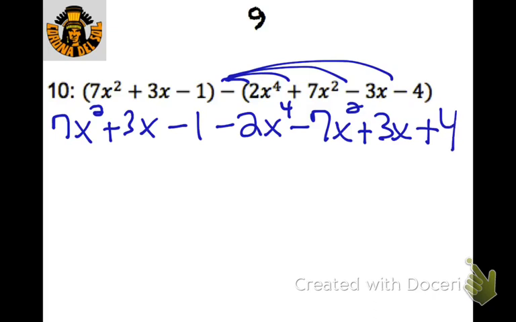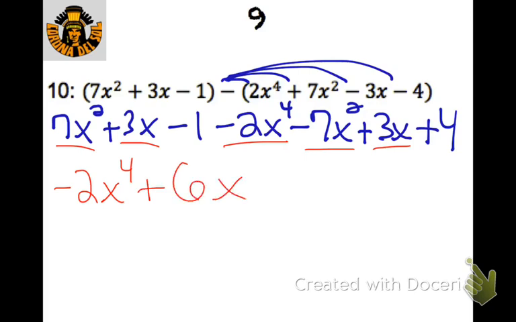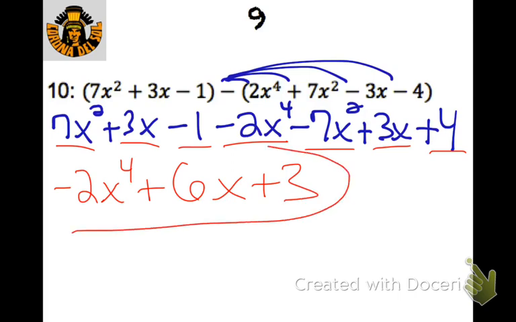All right, so now we're going to look for the highest power we can see, which would be that one. So that would be negative 2x to the 4th. Let's see, next it would be the squareds. So 7x squared minus 7x squared, which would cancel out. And then we got the 3x and the 3x, so that would be 6x. And then we got negative 1 plus 4, so that would be plus 3.